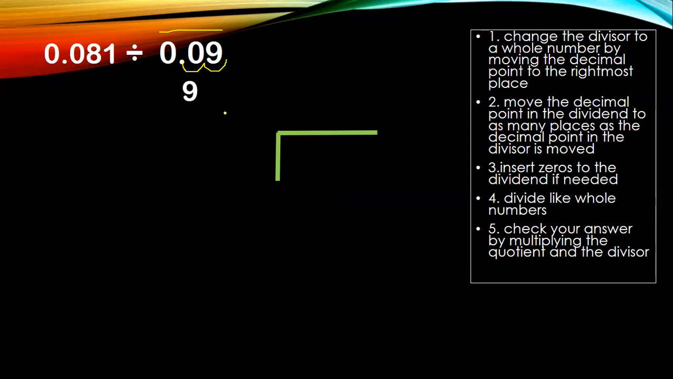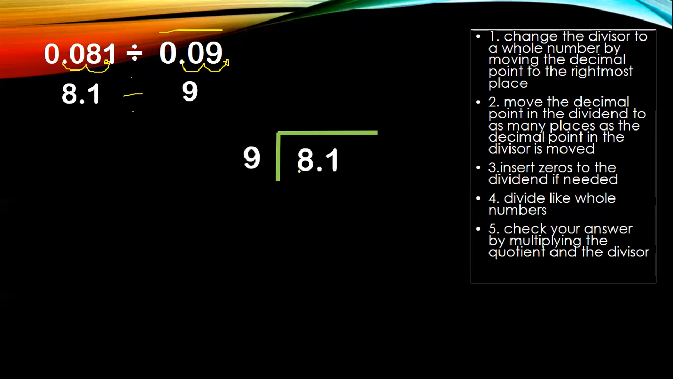And then you have to move the decimal point in the dividend as many places as you have moved the decimal point of the divisor. You have moved the decimal point of the divisor 2 places, so you also have to move the decimal point of the dividend 2 places to the right. Okay, so the decimal point of the dividend is here now. The remaining number for the dividend is 8.1. So you have to write that now. So that is 8.1 divided by 9.